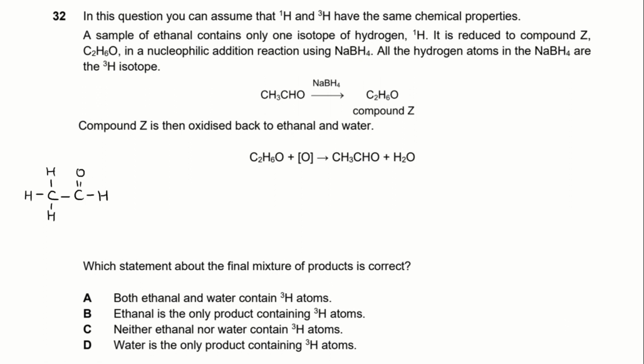Question tells us that this sample of ethanol contains only one isotope of hydrogen, which is hydrogen 1. I'm going to label all hydrogen 1 using red ink. So this ethanol molecule will be reduced to compound Z by using NaBH4 as the reducing agent. All the hydrogen atoms in the NaBH4 molecule are the H3 isotope. Let's label all H3 isotope using the blue ink.